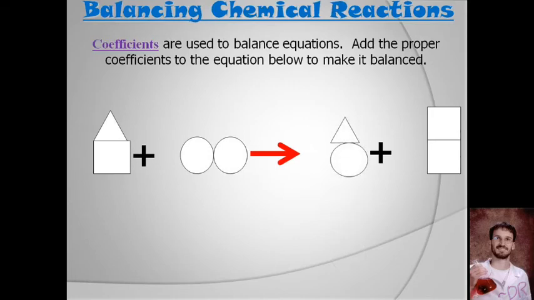All right, here's another one to try out. How would we balance this one? Well, let's see. We have one triangle to start, one triangle to finish, so the triangles are balanced. We have one square to start, two squares to finish, so the squares are out of balance. We have two circles to start, one circle to finish, so the circle is out of balance.